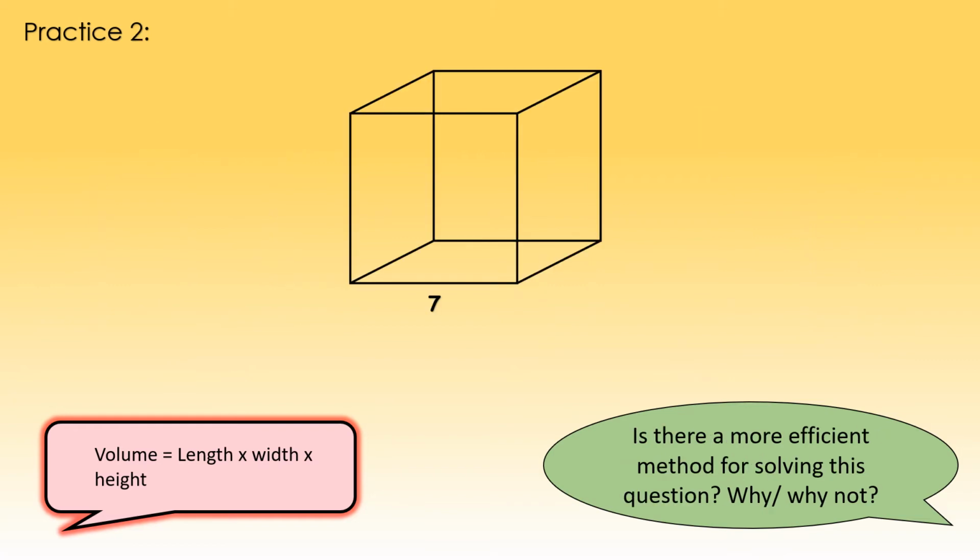Okay, so is there a more efficient method for solving this question? Remember what I said. What did we say about those sides? How could we work it out? We know that it's a cube, so what do all those sides have in common? Do we need any more information than this? Think about that word cube and the little power of 3 that we had next to it. 7 cubed. Would you get the same answer as 7 times 7 times 7? Have a think.